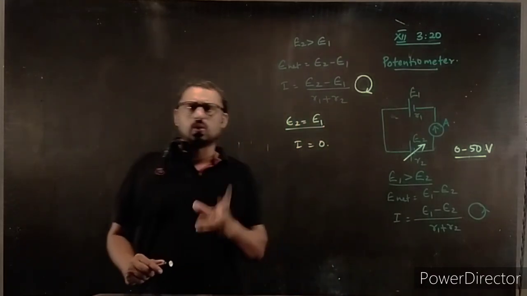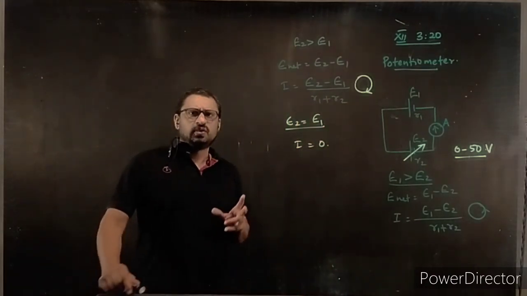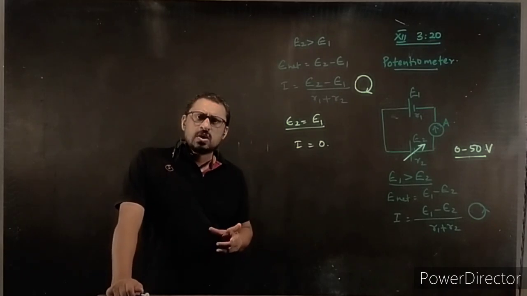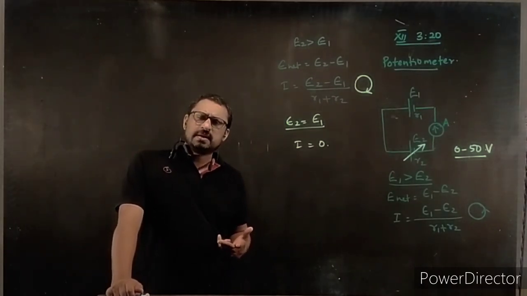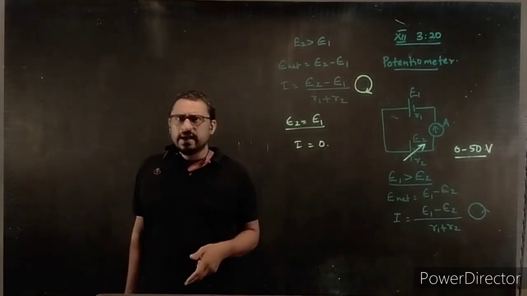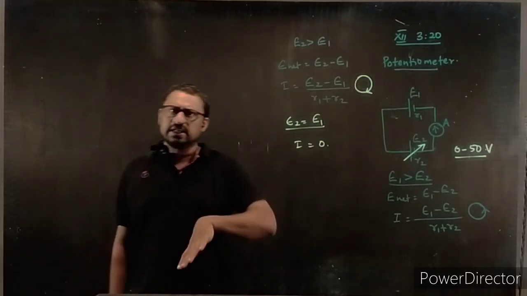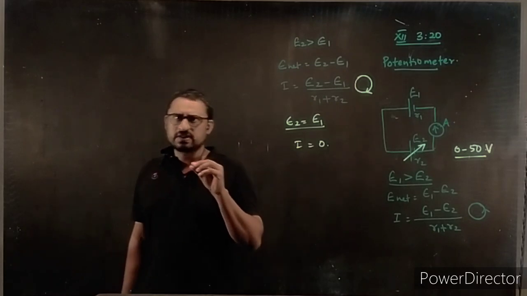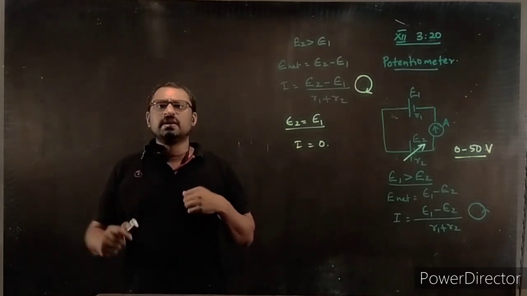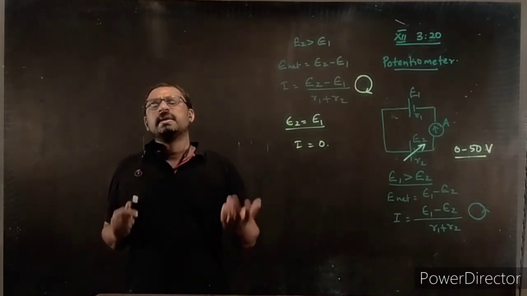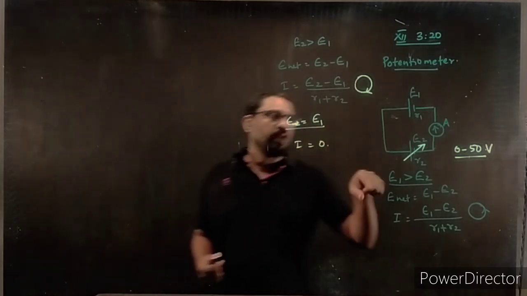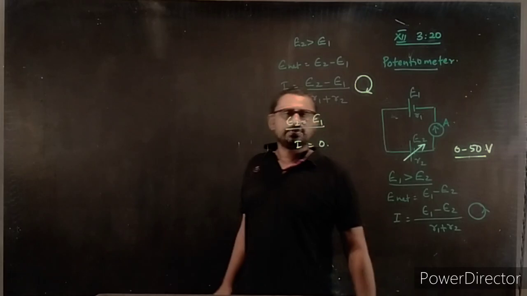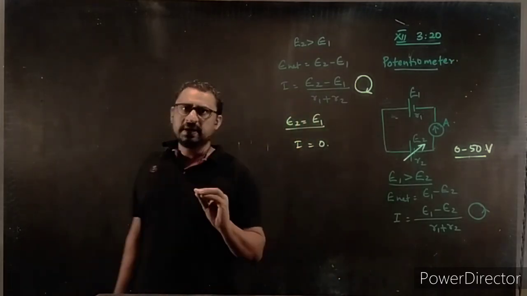So if we have a source whose EMF can be varied, and the varied value of EMF can be measured, then you can find the value of an unknown EMF. That's it. I will repeat.